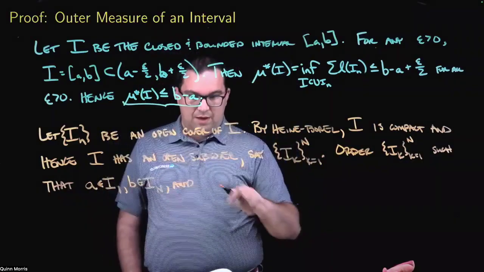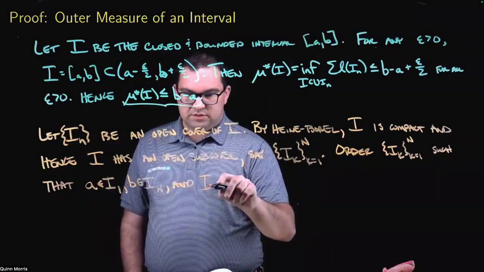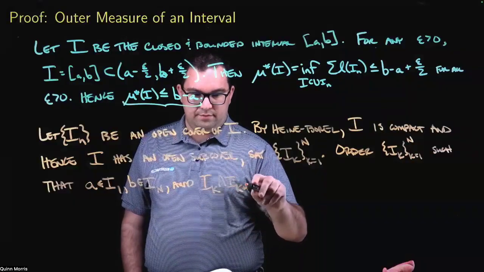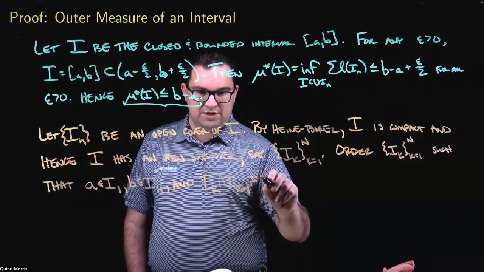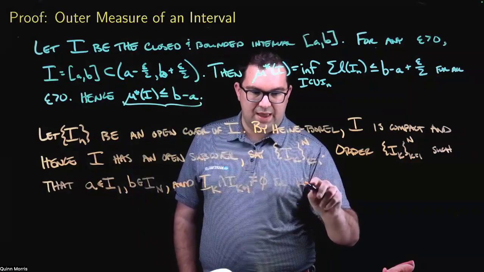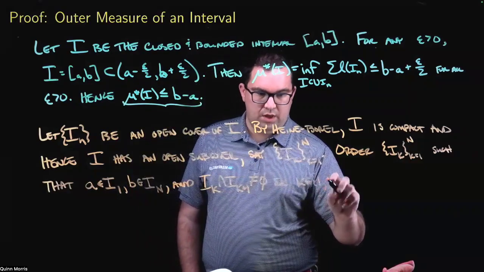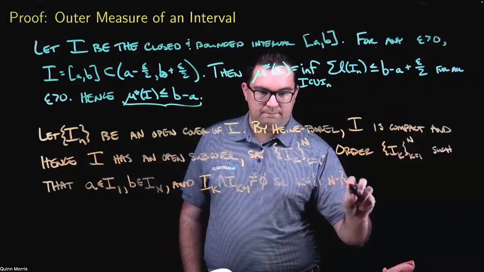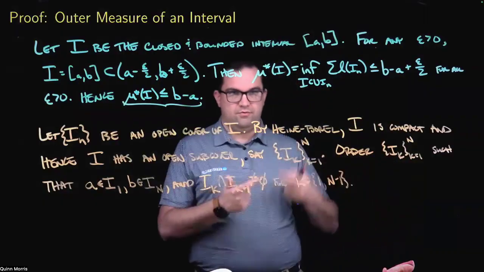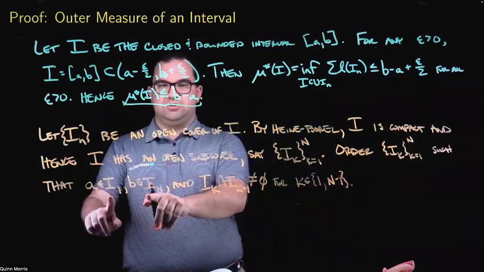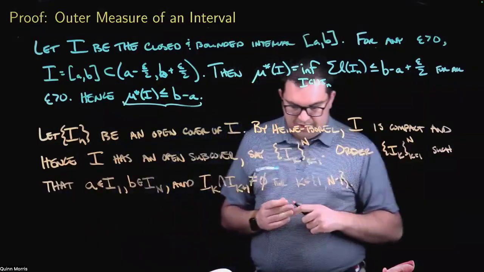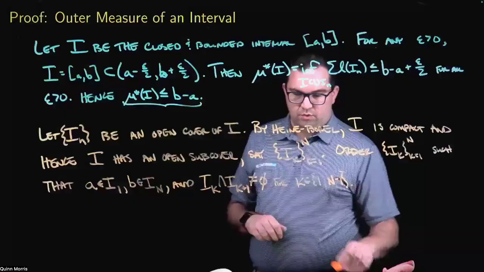And in between, I want to order them such that if I take two consecutive ones, they need to overlap. So their intersection is not the empty set for each k from 1 up to N minus 1. So I_2 and I_3 need to overlap, and I_3 and I_4 need to overlap, and so on and so on. And these two conditions require that I'm working my way from left to right. So this is just how I want to order these.